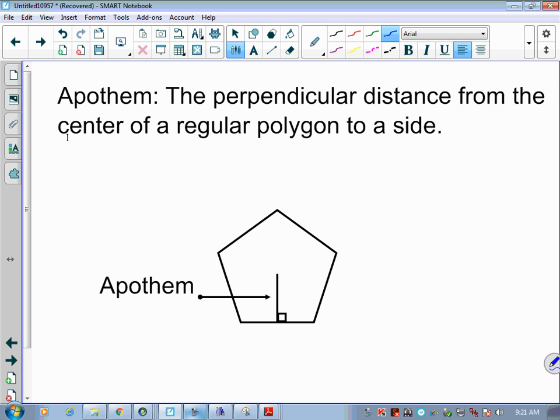Apothem is a perpendicular distance from the center of a regular polygon to a side. So it has to be perpendicular, and it has to go from the center to a side. This distance right here is referred to as the apothem, or lowercase a. Capital A is reserved for area, lowercase a stands for apothem. And apothem is a distance. Again, it's a distance that goes from the center of a regular polygon to the perpendicular point on a side.